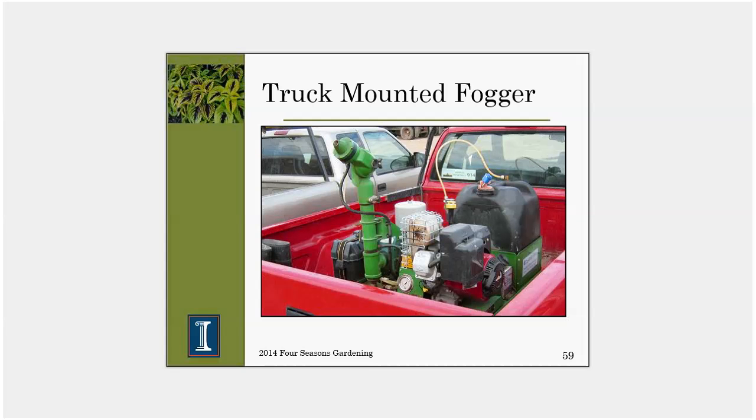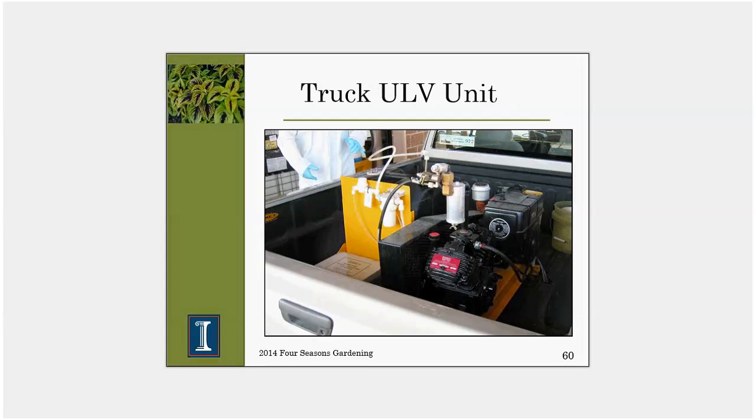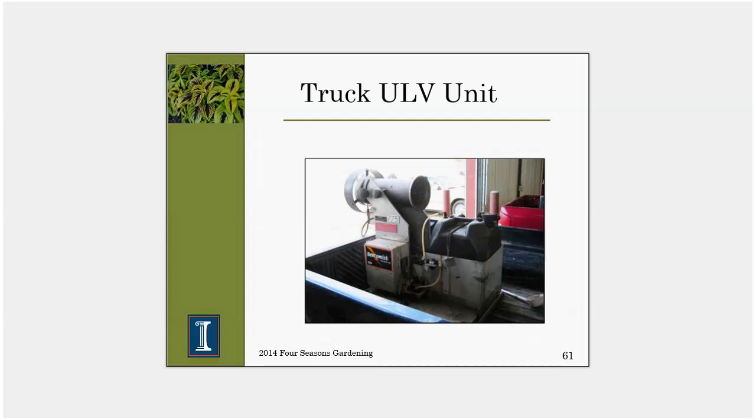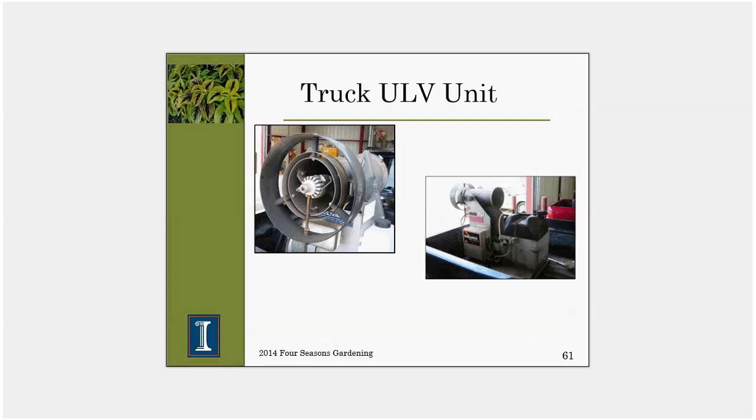And there are ULV units which put out a small amount of very fine droplets which drift into areas and provide adult mosquito control as well. There's another unit, a close-up of the fan unit, that uses the air from a fan to help move the insecticide out to control.